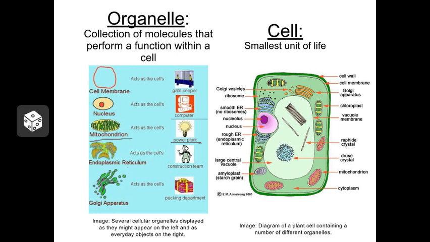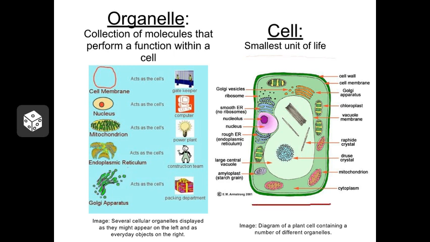Now, if we put enough organelles together into the right configuration, we can get the next level up, which is actually the first living unit we've talked about. Molecules and organelles are not alive, but cells are alive, and all living things are made of cells. So now we've got something that's alive.